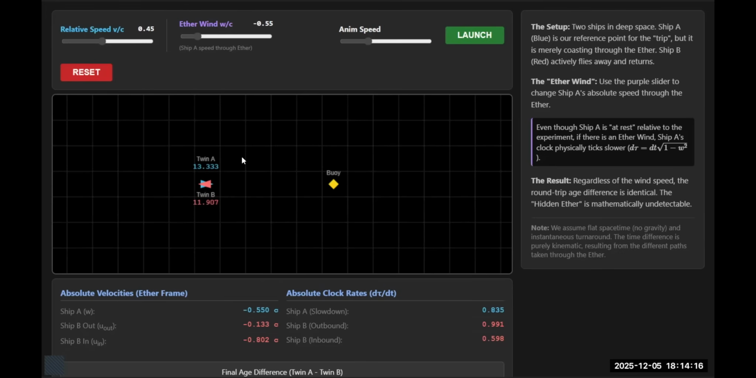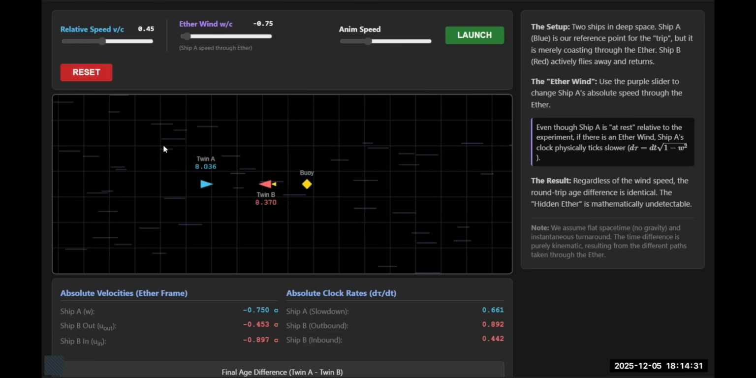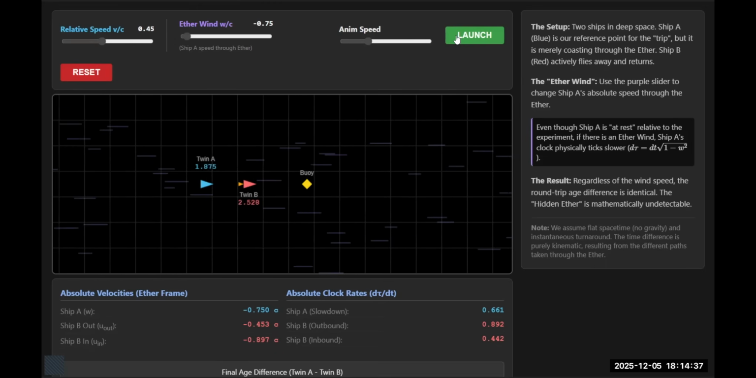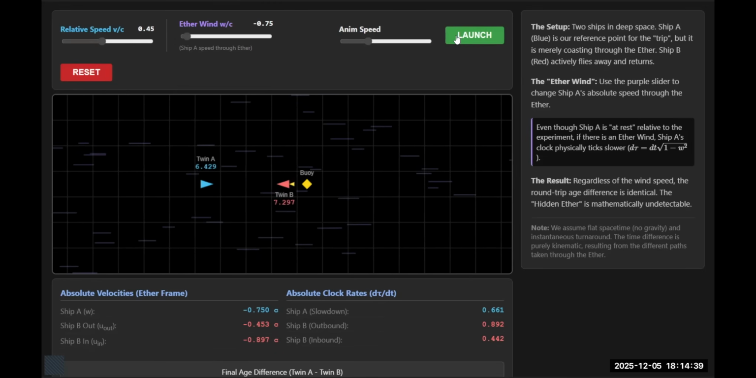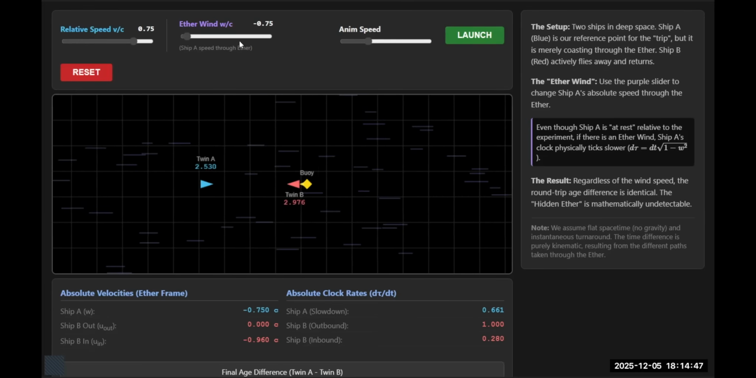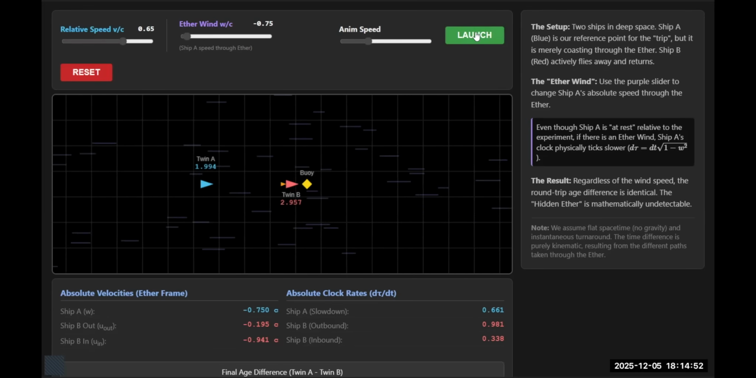But overall, because it has to go back and forth, when you calculate the total movement, the one that moved more relative to the ether has aged less, basically. Well, again, it's hard to say which one moved more relative to the ether. Oh, wait, I see. It's definitely true that the one that changed its velocity with respect to the ether is the one that aged less. But is it true that overall B ended up moving more with respect to the ether?